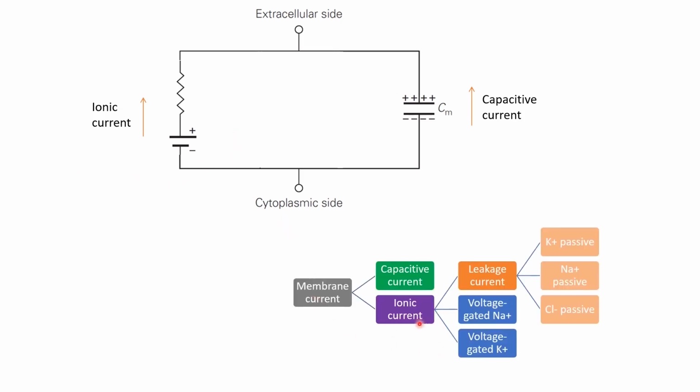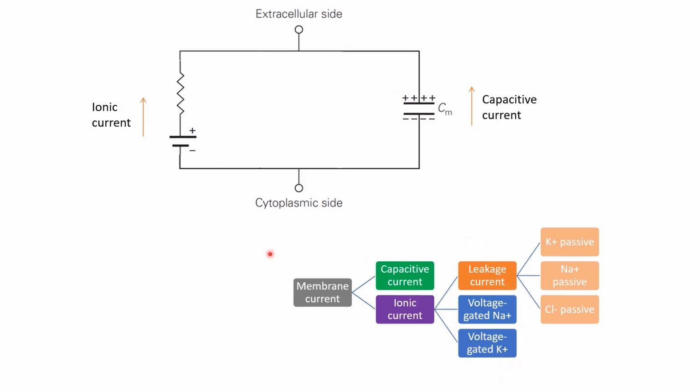So the ionic currents can be divided into leakage currents, which are the currents that are flowing through the passive ion channels. So the passive potassium channels or sodium channels or chloride channels. These are the channels that are always open, and any current flowing through these ion channels can be called passive currents or leakage currents. And then we have the active conductances, which can include the voltage gated sodium conductances, voltage gated potassium conductances, and other active conductances. But these two are more important for understanding action potentials.